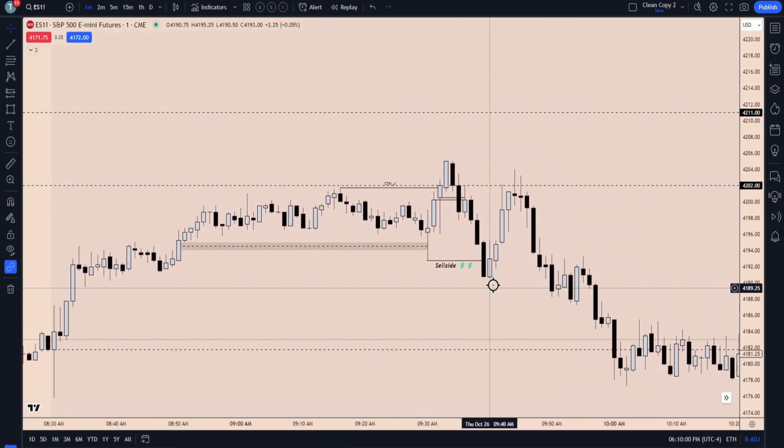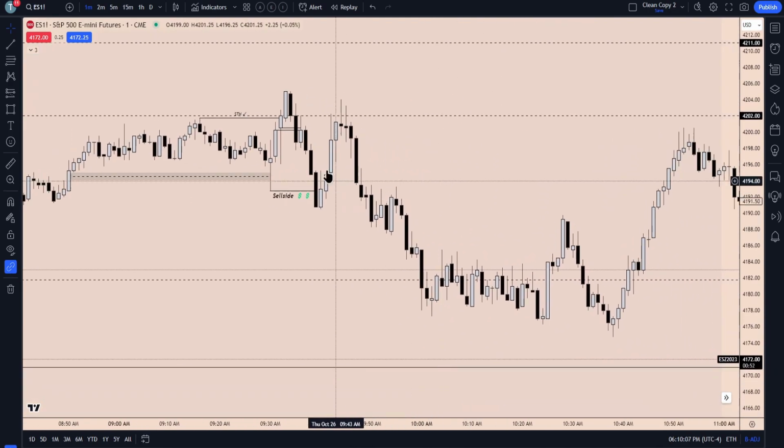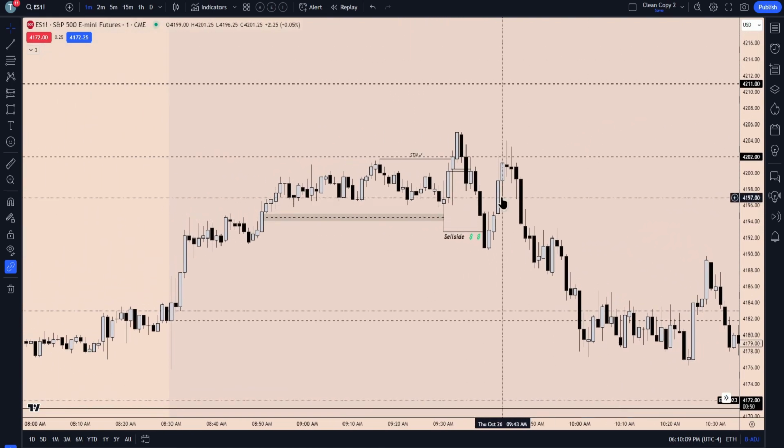At this point, we just give a deeper retracement back up into that new day opening gap one more time. Still holding that level nicely. And then from there, we really break down and start to trend lower.